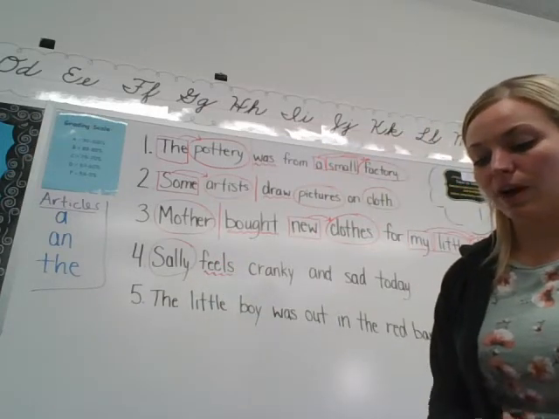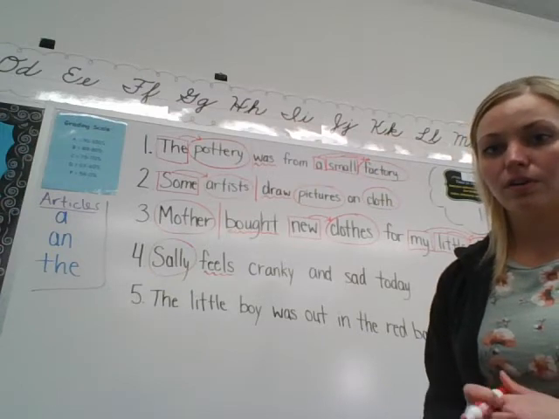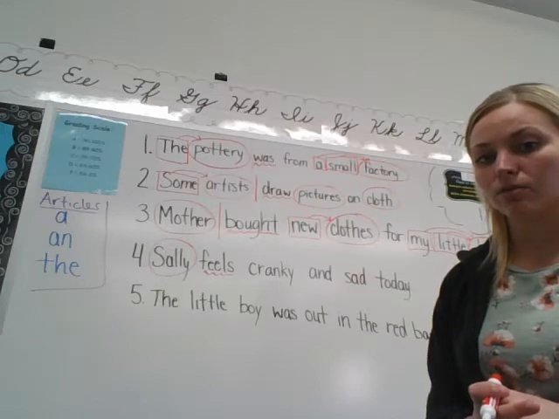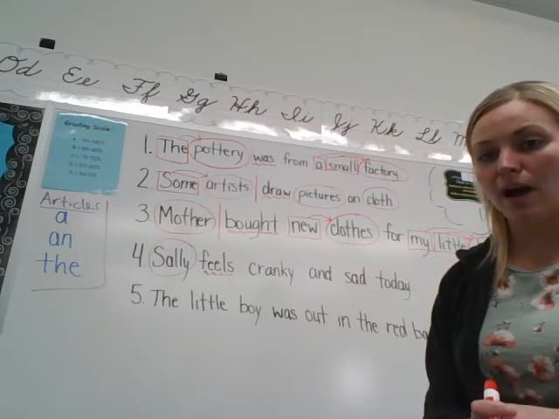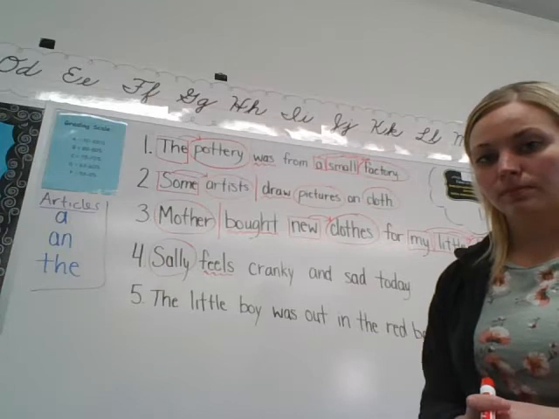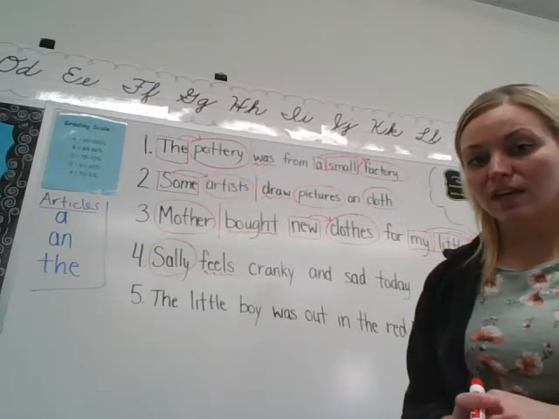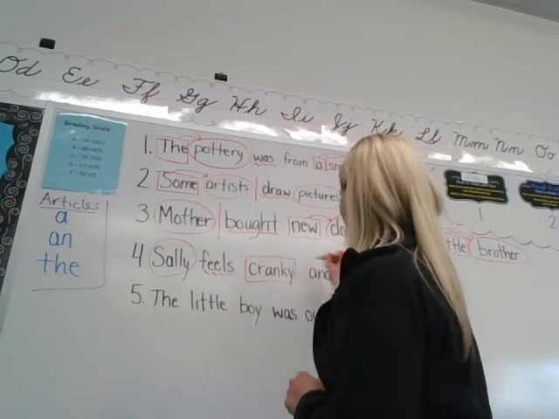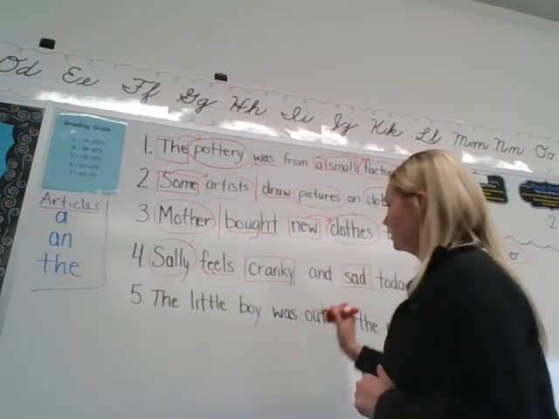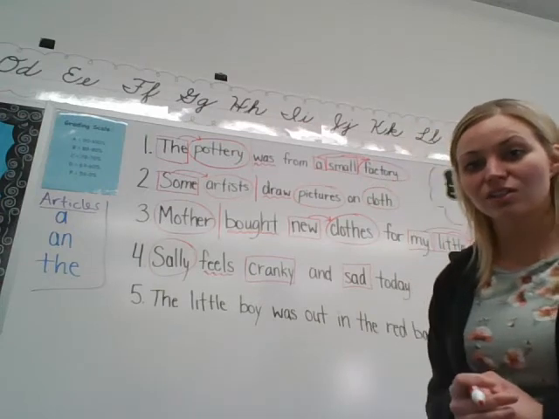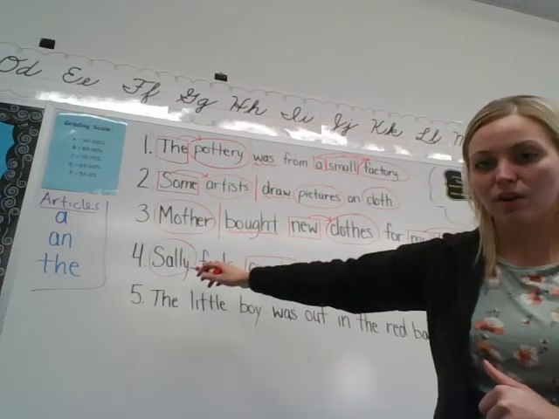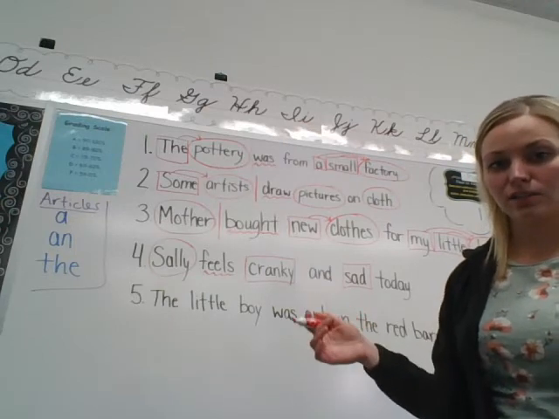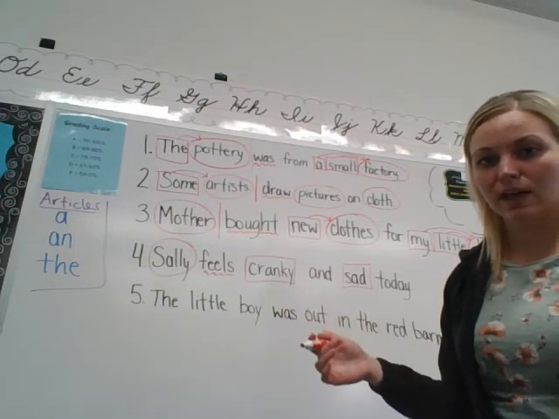So now find the two adjective words in this sentence. Remember, the adjectives describe the noun. So pause me and find the two adjectives. You should have found the adjectives cranky and sad. And cranky and sad actually describe Sally, even though she's way in the front of our sentence. Sally feels cranky and sad. She is the one who is cranky and sad. That describes her.